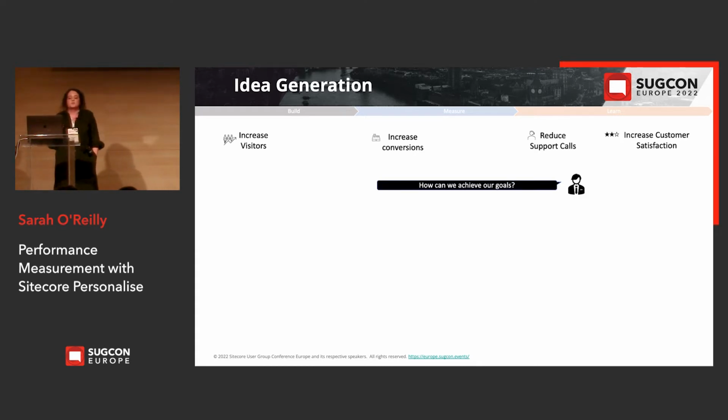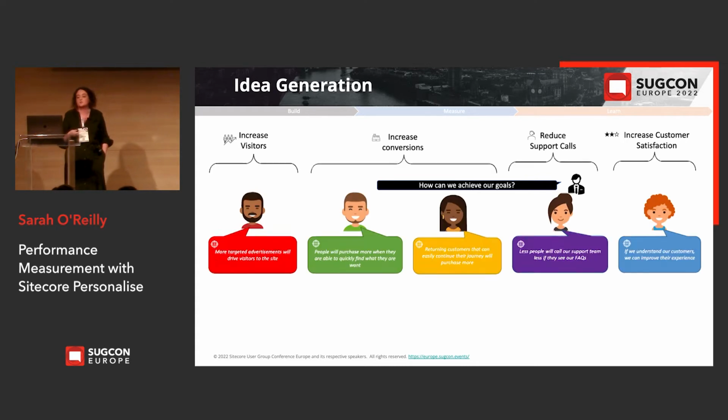So then we think, okay, how are we going to achieve these goals? This might come through ideas that came out of the pre-sales process after we sold something, or maybe we ran a personalization workshop to work out how we're going to achieve those goals. So a couple of ideas come up from different employees or whoever else is involved. The first here is that maybe we want to have targeted advertisements, and that will increase our visitors.